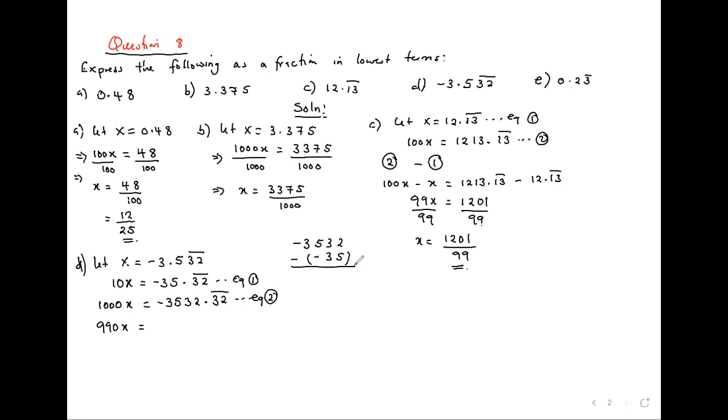So you go on with the subtraction. Here you have a 2, we have 1, this is 7. Here we have a 4, we have 1, this is 9. Then 4, then 3. So it will come here as negative 3497. Then divide by 990, divide by 990. So you get x to be equal to negative 3497 over 990. Like that.